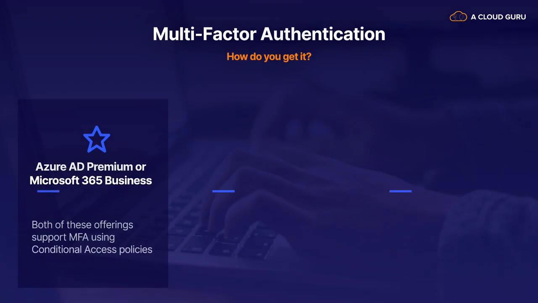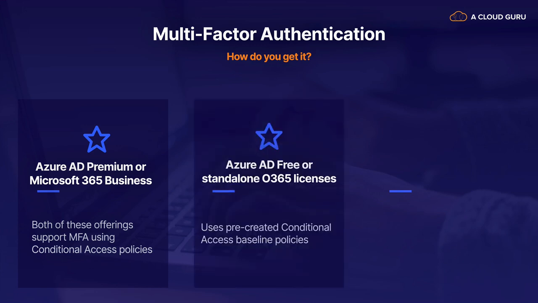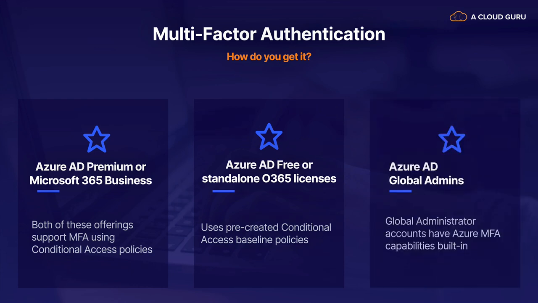All right, so how do we get MFA? In Azure, you can get it in a number of ways. First, it would be Azure Active Directory Premium or with Microsoft 365 business accounts. Both of these support MFA using conditional access policies. You can also get it with Azure AD Free or for a standalone Office 365 license. These will use kind of pre-created access baseline policies, not as configurable as Premium or 365 Business, but they're still there. And lastly, any Azure Active Directory Global Admin account automatically has MFA capabilities built into it.